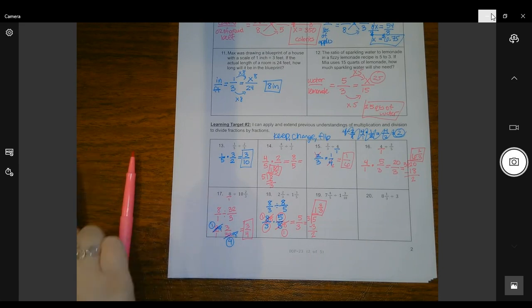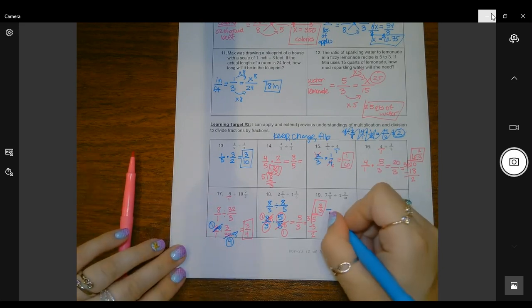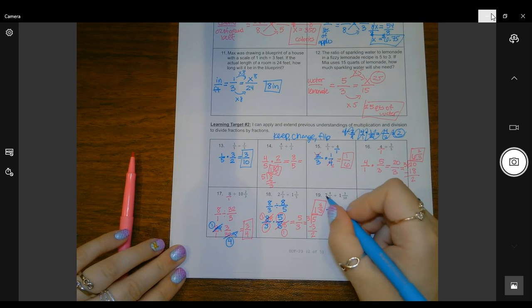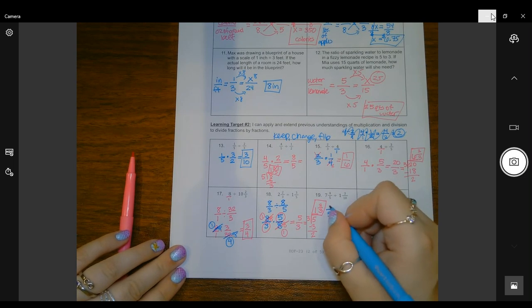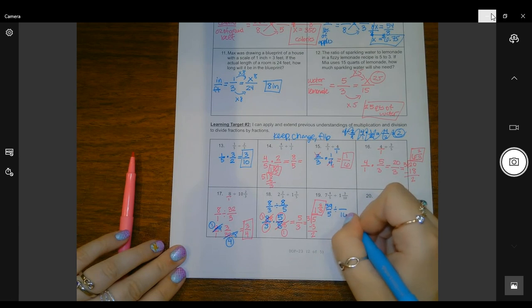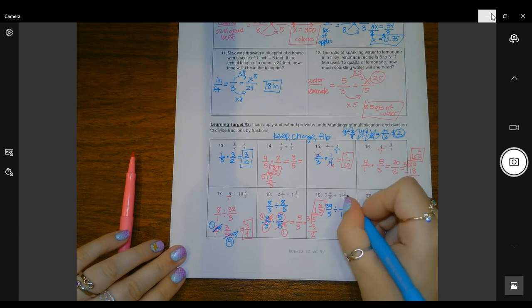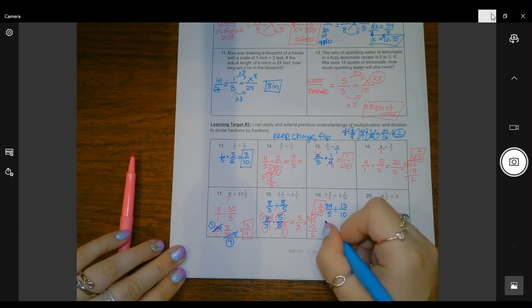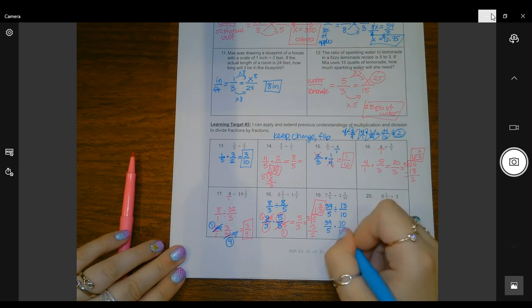Okay, for my next one, you have 5, and 7 times 5 is 35, plus 4 is 39, divided by 10 on the bottom. 10 times 1 is 10, plus 3 is 13. And then keep, change, flip.